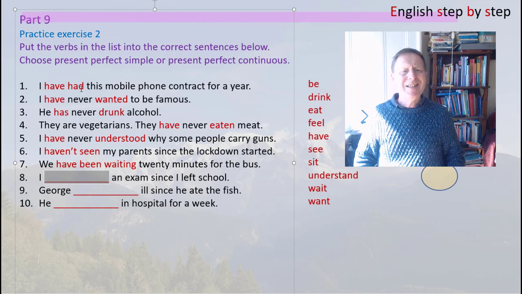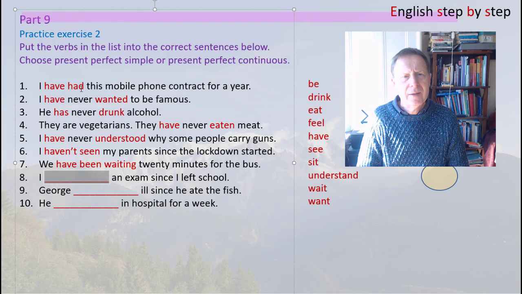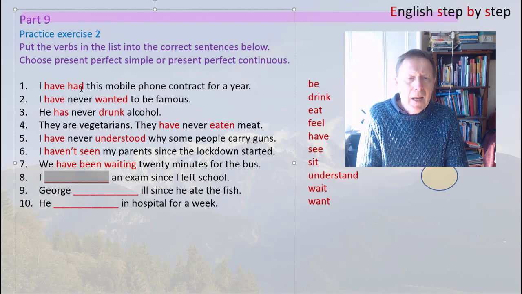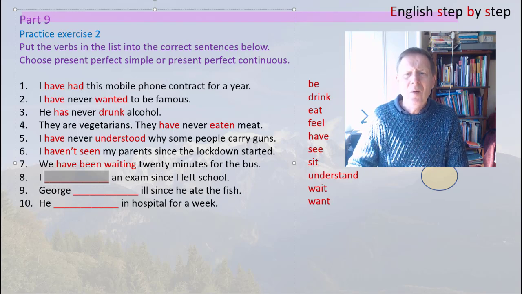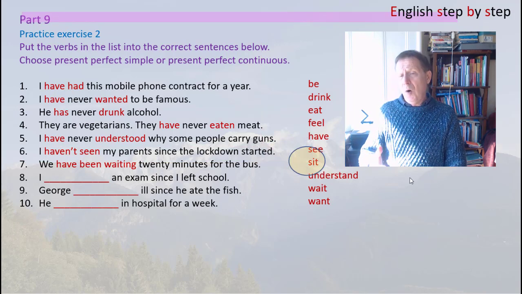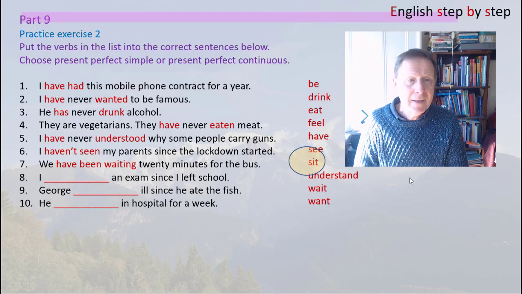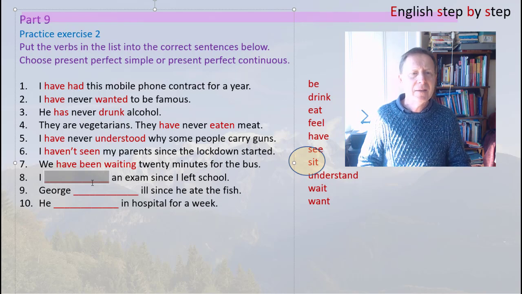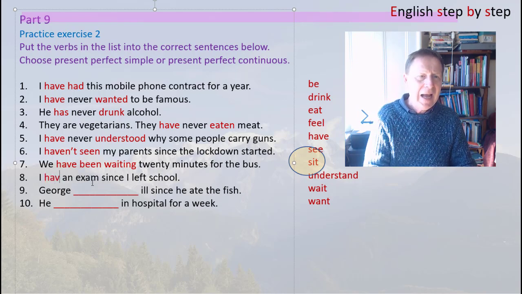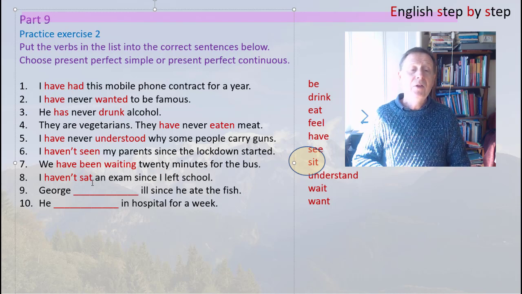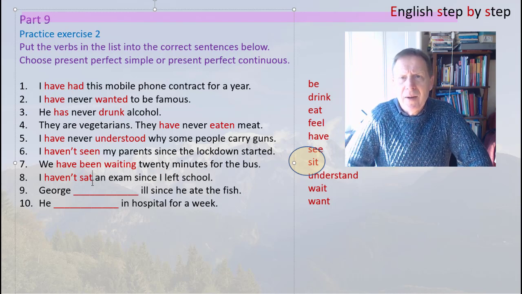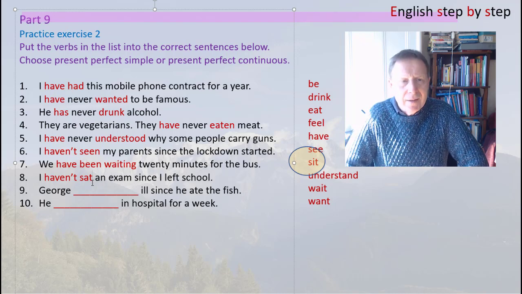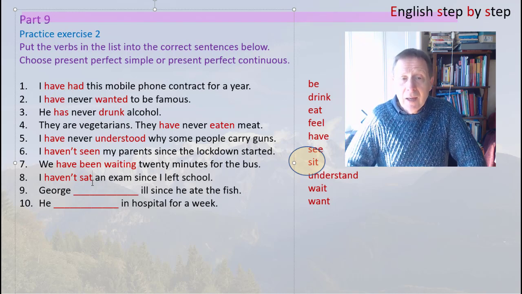Now the next one, since I left school. Now this is like number 6 because we have the word since, and it's talking about an exam. And if you talk about an exam, the only verb that really fits is sit, because if you do an exam, normally the most common verb is you sit an exam. Now this one here must be negative because you can't say I have sat an exam. No, I haven't sat. So you can see it's an irregular past participle. Sit changes to sat. I haven't sat an exam since I left school.